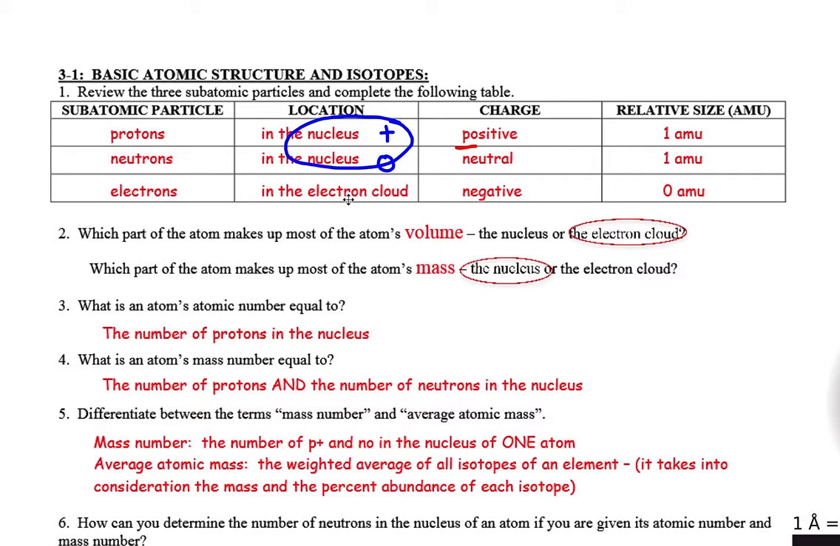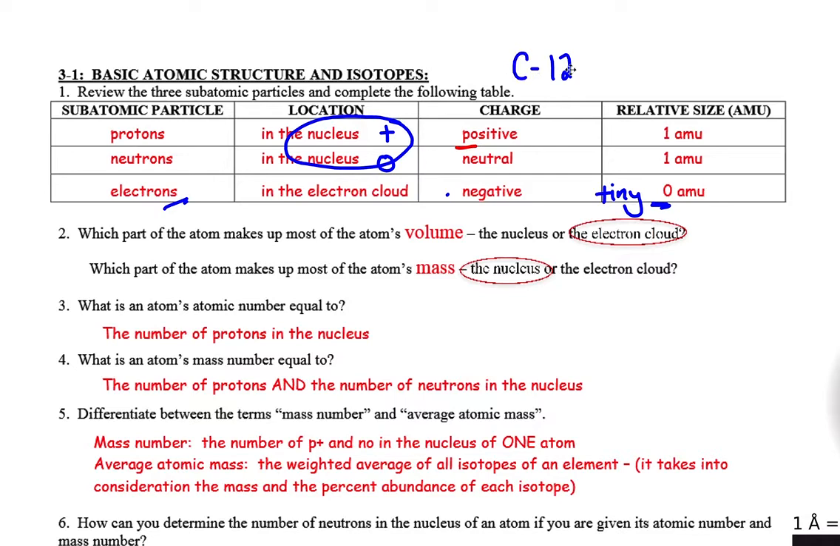That makes the nucleus overall positive. The electrons are zipping around in the electron cloud. We spent a whole lot of time talking about the electrons and where in the electron cloud they're probably found most of the time, but they are negative and they are unbelievably tiny, and we don't even count their mass.